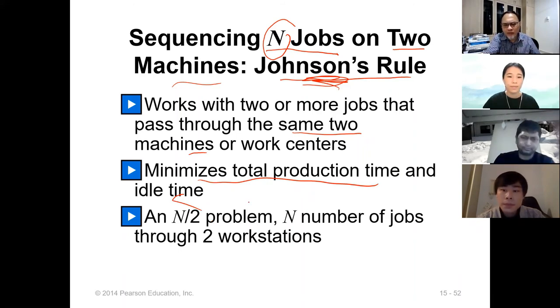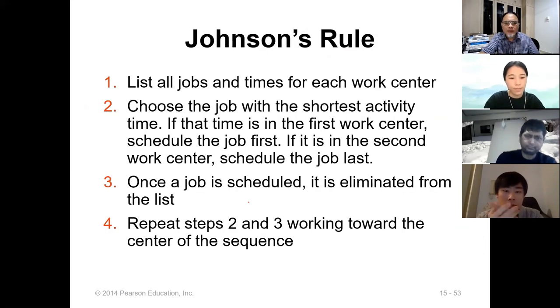Sometimes we have N jobs on M machines, which can be 3 machines, 4 machines, 5 machines, and so on. But this is a very simple first step: N jobs, 2 machines, so M equals 2. So the rule is this.